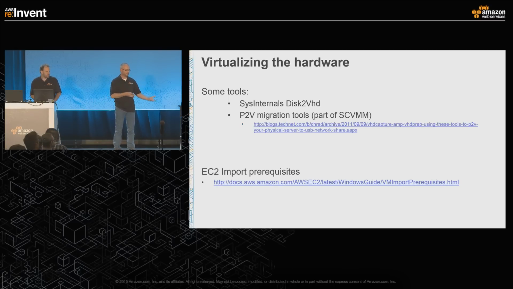But if you're actually going to do this on a physical server, there are some tools you can use. This is no particular endorsement. These are just some that we quickly Googled for. SysInternals has a free Disk2VHD tool you can use. They're generally called P2V migration tools. You can find some in System Center. There's a very long link there, but the slides will be available. There's also a link there to the EC2 import prerequisites. It lists things like licensing info, what kind of versions you can import, etc. I encourage you to go and read that.